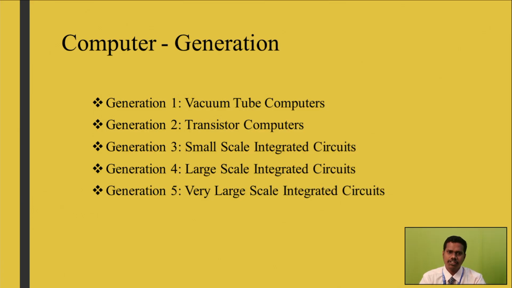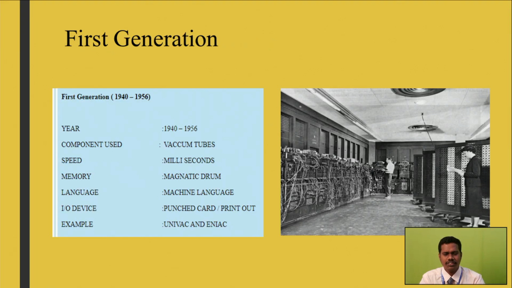Next one is computer generations. There are 5 generations of computers. The first one is vacuum tube computers. The second one is transistor computers. The third one is small scale integrated circuits. Next one is large scale integrated circuits, and the last one is very large scale integrated circuits. The first one is known as the first generation.